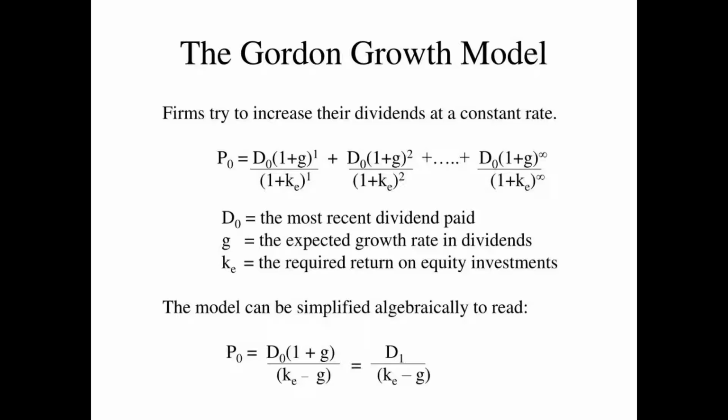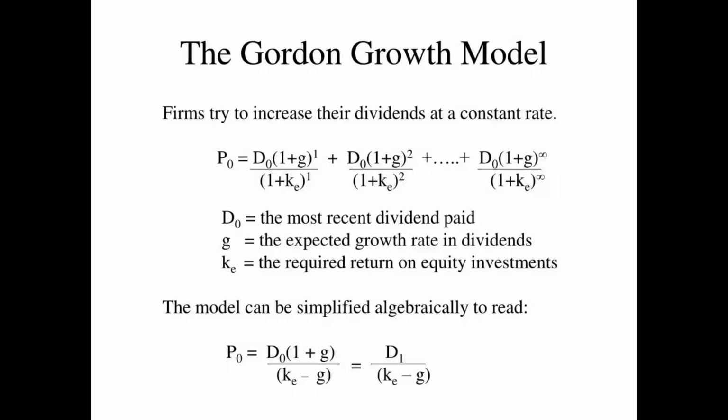plus Dn, the dividend paid in the near future, divided by 1 plus Ke, the required return on investment in equity, to the nth power, plus Pn, which is the price in the near future, divided by 1 plus Ke to the nth power. If Pn is far in the future, it will not affect P0.